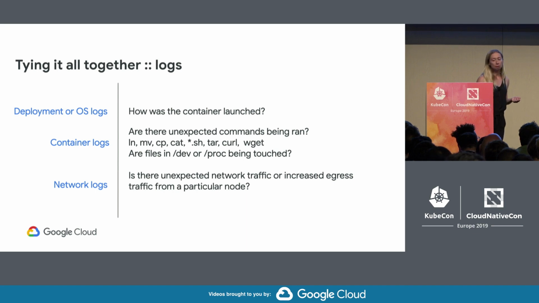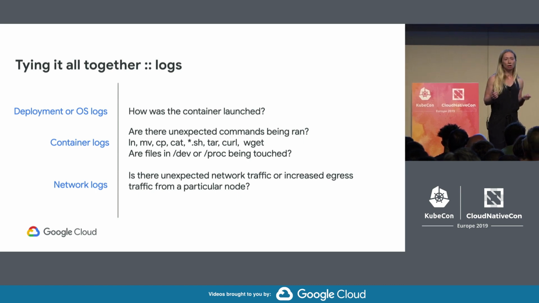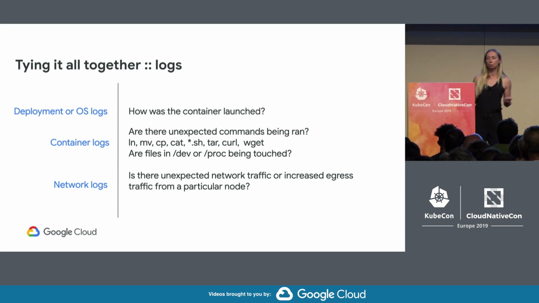So maybe you've narrowed this down to a set of nodes or a node. Let's start looking at the OS logs or deployment logs for that particular node. You want to start looking at where your containers were launched in such a way that they shouldn't be. Maybe they're being run as root or with privilege, or mounting file systems as they shouldn't. These could indicate privilege escalation.